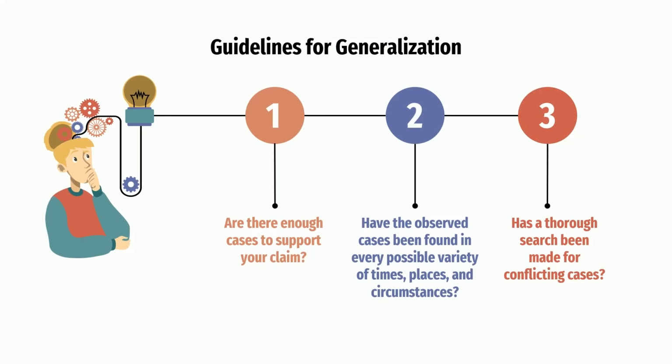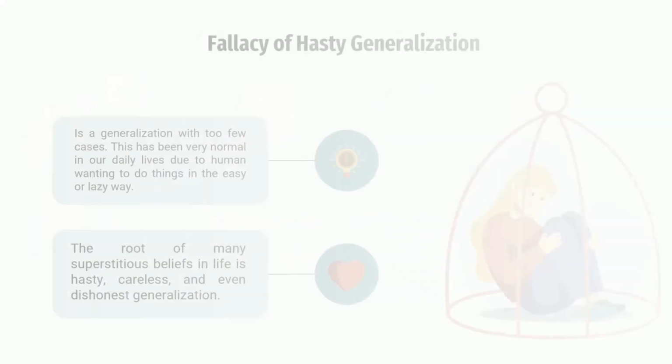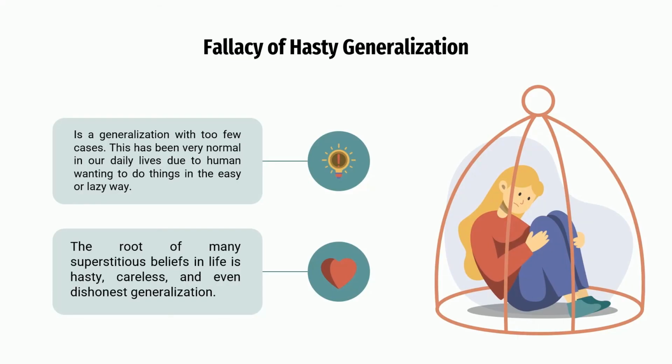Fallacy of hasty generalization is a generalization with too few cases. This is very normal in our daily lives due to humans wanting to do things the easy or lazy way. Example: your Philo 1 teacher discovered that the first student he questioned is unprepared with the lesson. Based on a single example, he concluded, without further investigation, that the whole class is unprepared. This teacher has not internalized the epistemic obligation of not accepting a statement or conclusion to be true unless you have sufficient evidence for it. This is an example of a fallacy of hasty generalization.